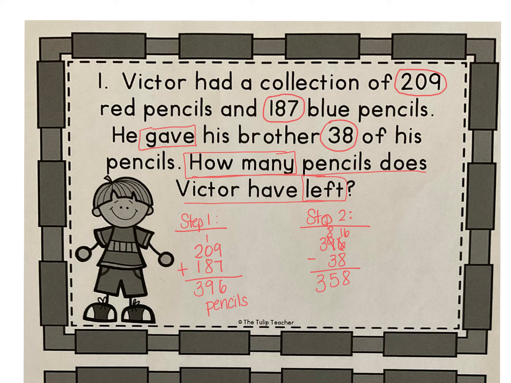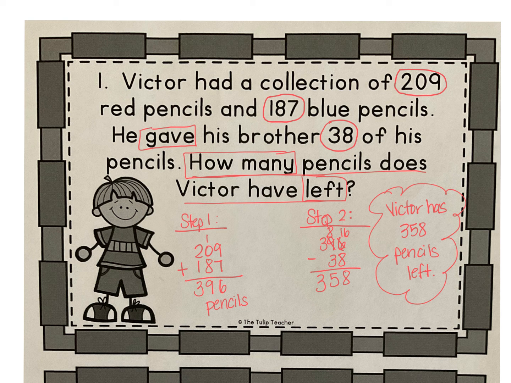So, how many pencils does Victor have left? I'm going to say Victor has 358 pencils left. So we solved the problem and we want to make sure that our answer makes sense. And it does make sense because I know that he started with 396. And if he gives some away, that means my answer is going to be smaller than 396. So I know that Victor has 358 pencils left.